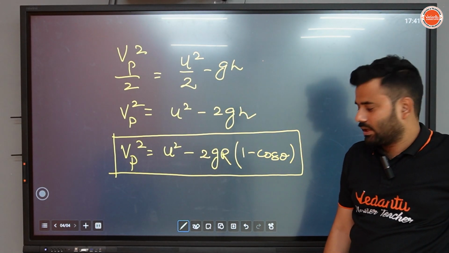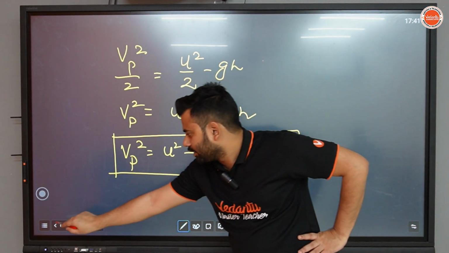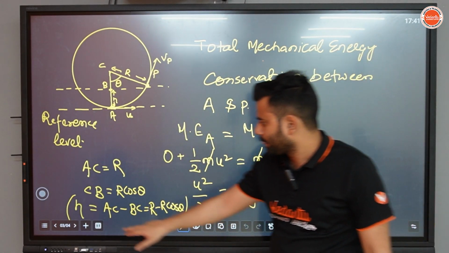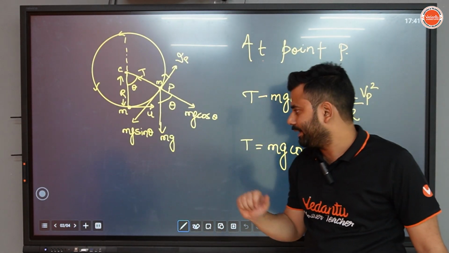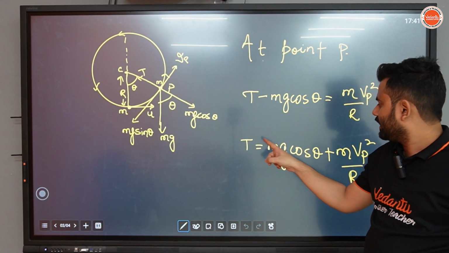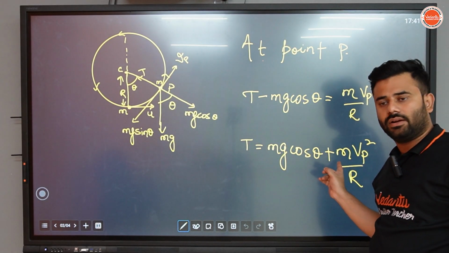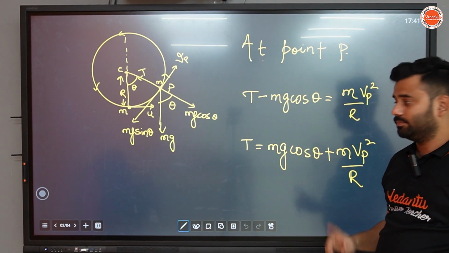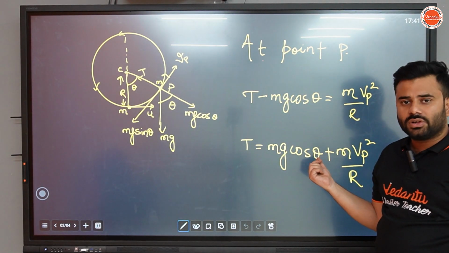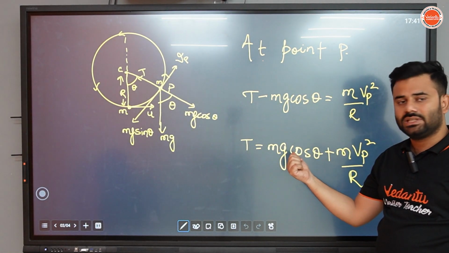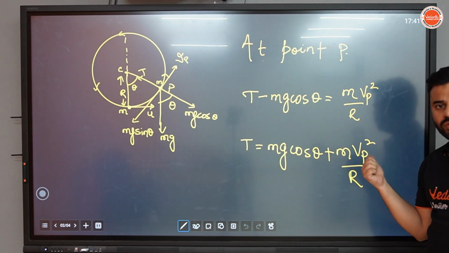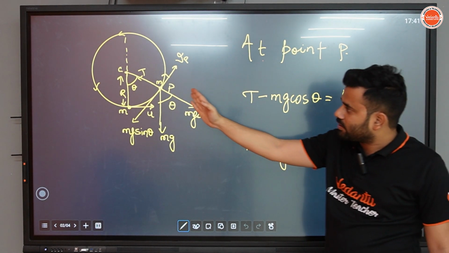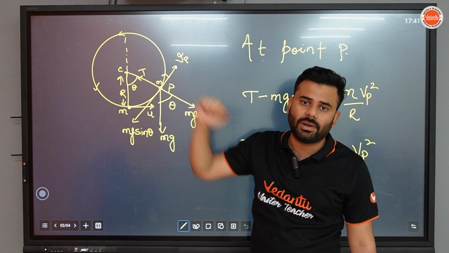One more thing. Many students will wonder, sir, why is there a need? If you look carefully, we have written the value of tension at any point, mg cos theta plus m into Vp square by R. But do you know theta? Yes. Do you know mg? Yes, we know. Do you know Vp? No, we don't know the velocity of the particle at any intermediate point.